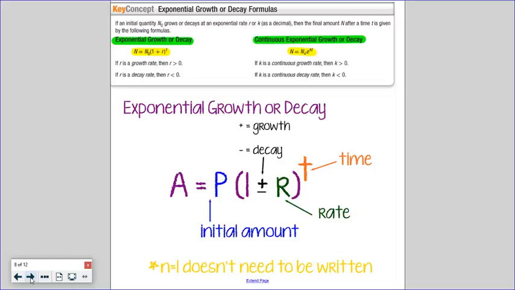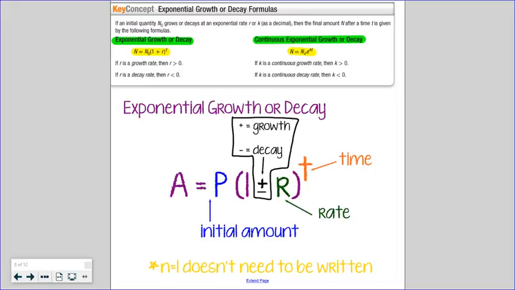The other thing I want to point out is this, and this is huge. If your situation is growing, you put a plus between the 1 and your rate. If the situation is declining, decreasing, decaying, you put a subtraction. And that would go for money as well. If our rate is going down, we are losing money at a rate of 2% a year, we would subtract or have a negative rate in our problem.